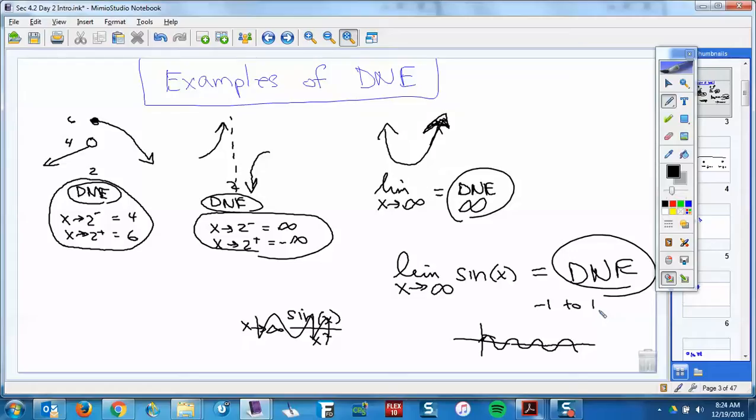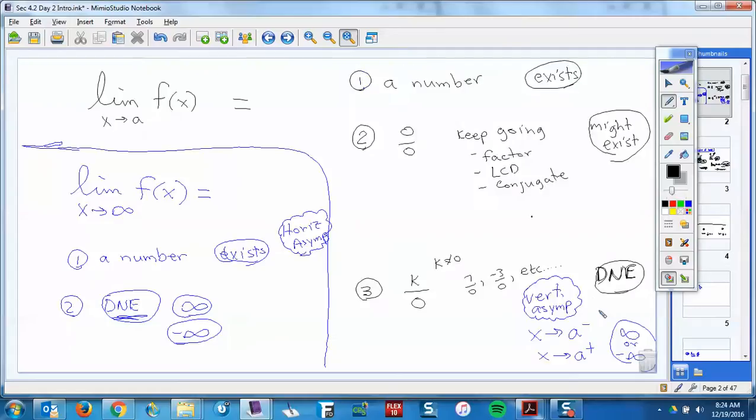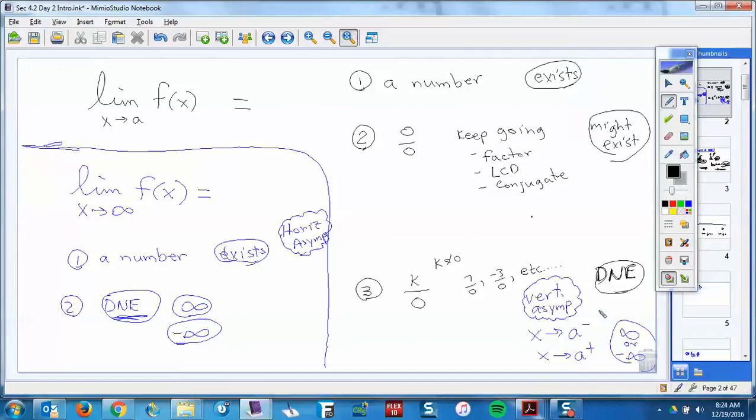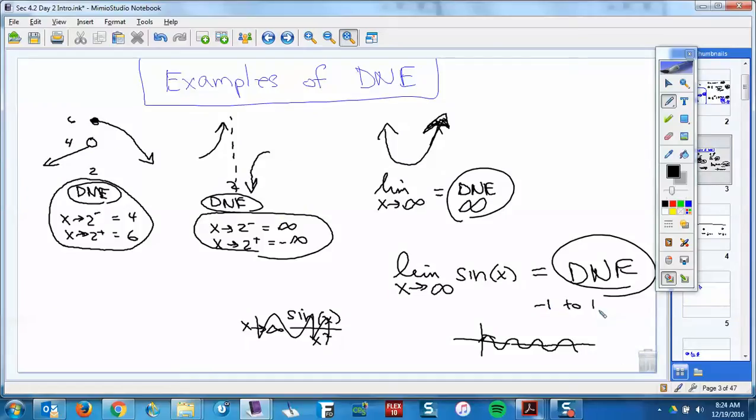Now, the usual reason is, well, because the curves don't meet. So you look on the left and the right. If you're doing an infinity problem, the reason it does not exist is because it's just going to infinity or negative infinity. But sine is kind of a special case. Sine would be one where the limit doesn't exist just because it doesn't approach a number. It just bounces back and forth between -1 and 1.